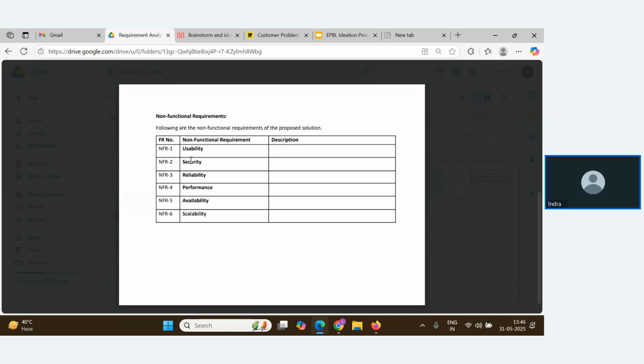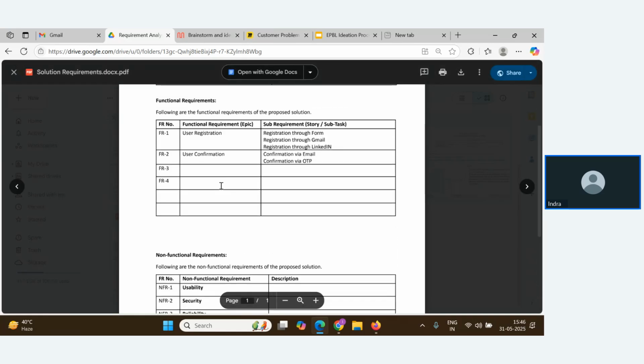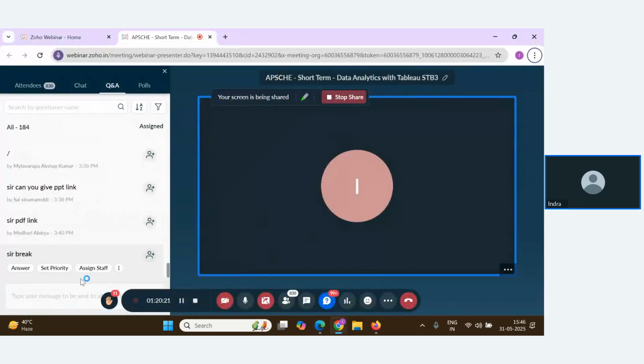Then in non-functional requirement, the parameters we just covered, like usability, security, reliability, those details we will be mentioning here in the description. With this, you will be completing this particular solution requirement template. I hope it's clear. Okay. It is clear, right?